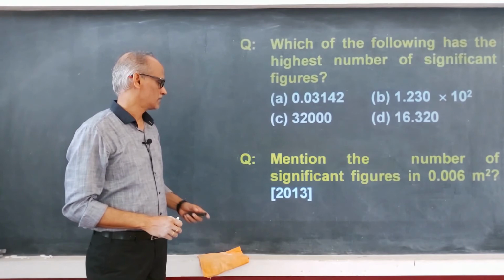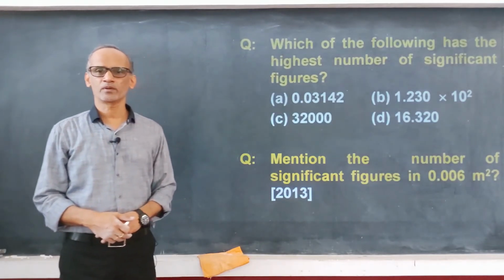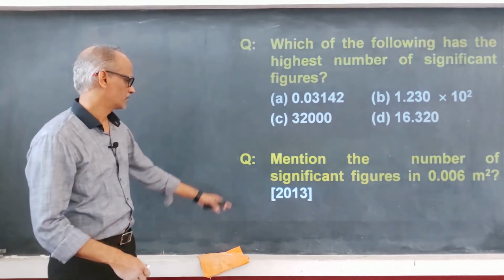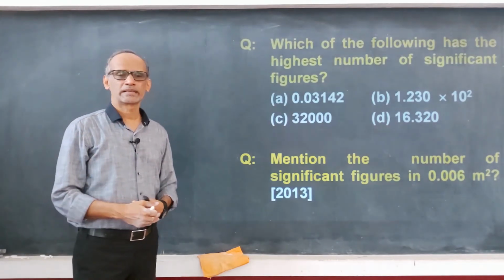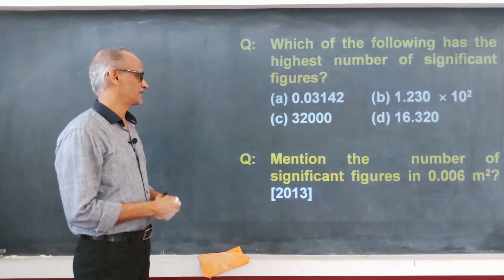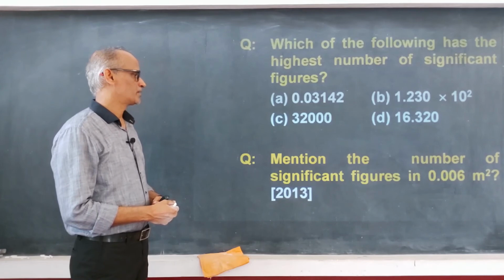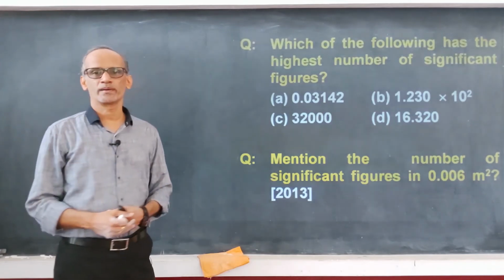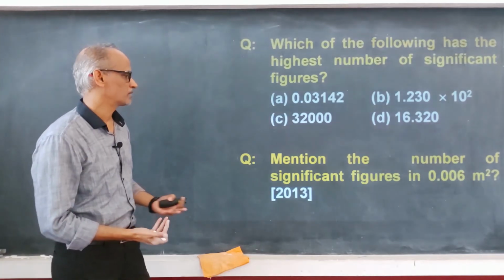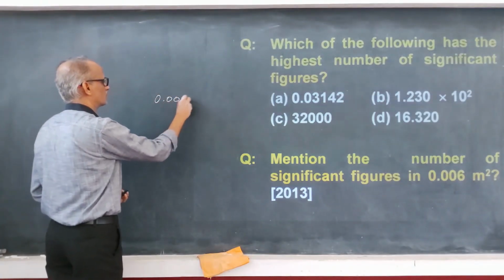So there is one more question, which has appeared in the board exam as a 1 mark question. In 2013, they asked it at the district level. So what is the question? Mention the number of significant figures in 0.006 meters square. A very simple number is given, 0.006.